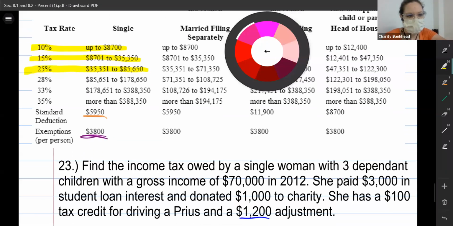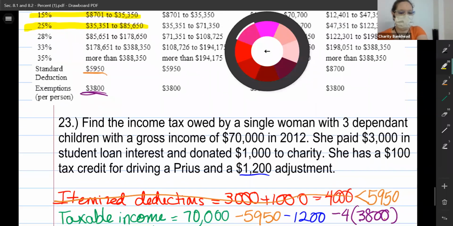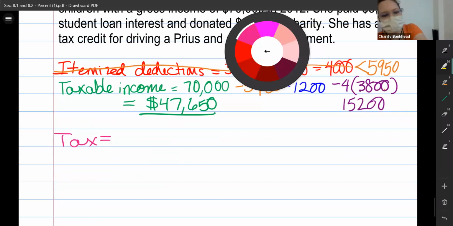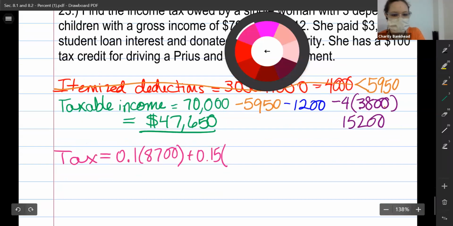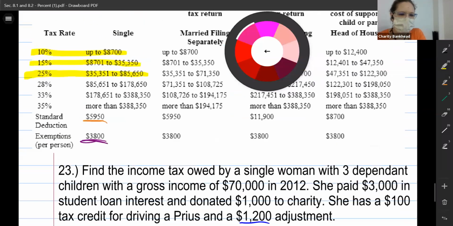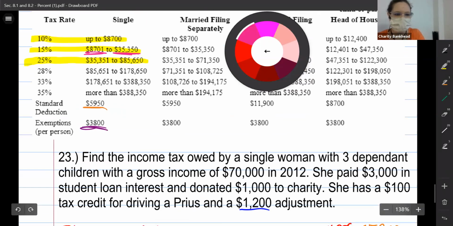All right, so we're going to multiply 10% times 8,700, plus 0.15 times, and then we're going to just take 35,350 minus 8,701.